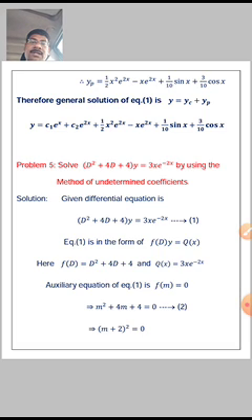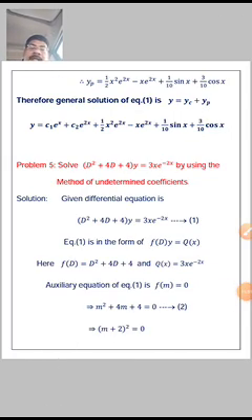Therefore, the general solution of equation 1 is y is equal to yc plus yp. Therefore, y is equal to c1 e power x plus c2 e power 2x plus 1 by 2 x square e power 2x minus x e power 2x plus 1 by 10 sin x plus 3 by 10 cos x.